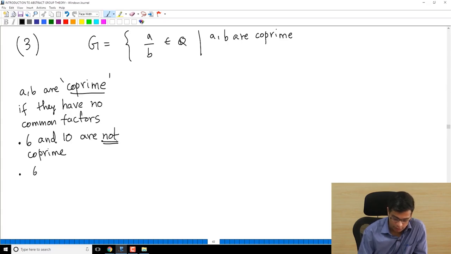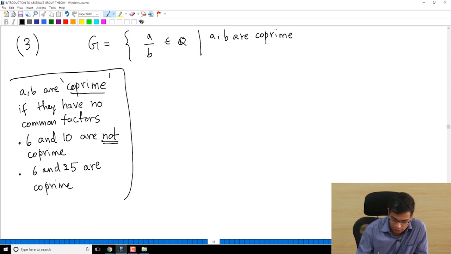2 divides 6, 2 divides 10, so they have a common factor. Actually 6 and 9 are also not coprime. But if you take 6 and, let us say, 25, the only factors of 25 are 1, 5 and 25. Factors of 6 are 1, 2, 3 and 6. So there are no common factors. So these are coprime.